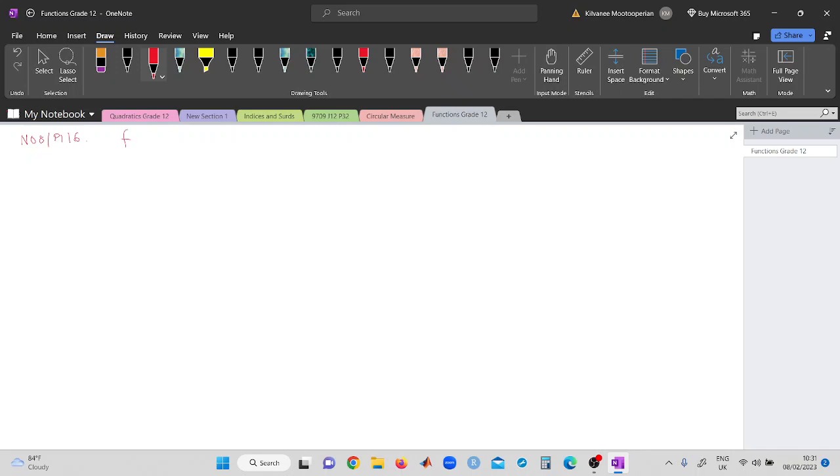So you have a function f of x equal to 2 minus 5 cos of x. Then you have the domain, x lying between 0 and 180 inclusive. You have to state the range of f. You have to solve the equation.